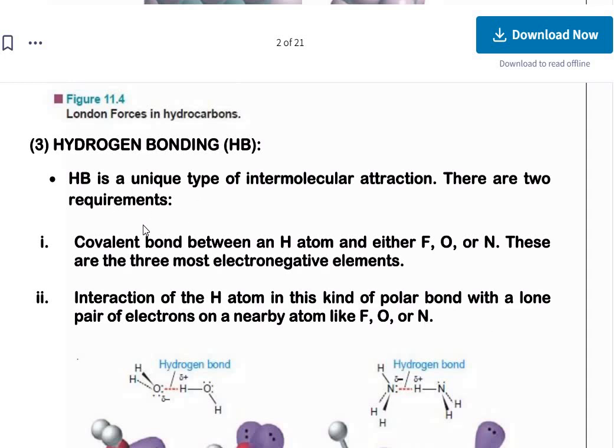Now, hydrogen bonding, HB. Hydrogen bonding is a unique type of intermolecular attraction, and there are two requirements: a covalent bond between a hydrogen atom and either fluorine, oxygen or nitrogen, and nowadays people are also thinking other atoms show this attraction. So these are the three most electronegative elements. Now, the hydrogen atom in this kind of polar bond interacts with a lone pair of electrons on a nearby atom like fluorine, oxygen and nitrogen.